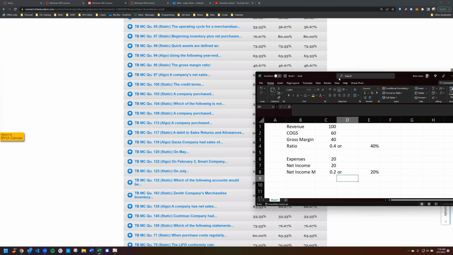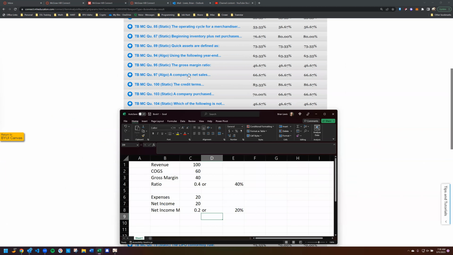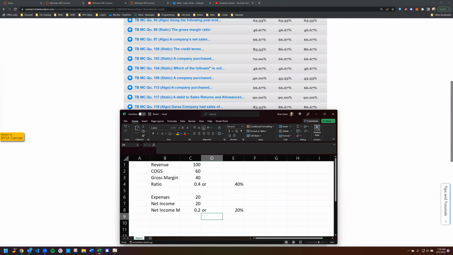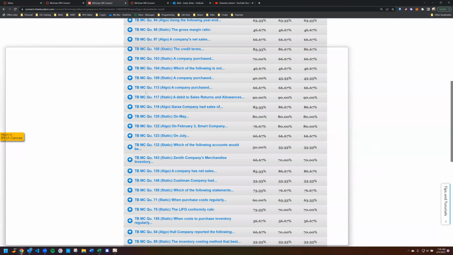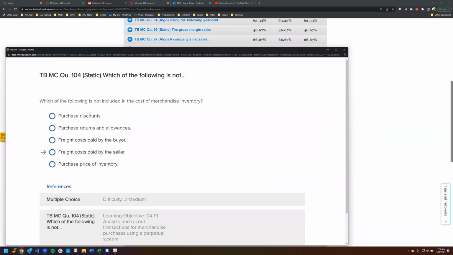Let's go to the next one. Let's see where we're at. So 95 was the first one. I think the next one I saw was 104, 46.6%. Oh, wow. Which of the following is not included in the cost of merchandise inventory? Okay, merchandise inventory.